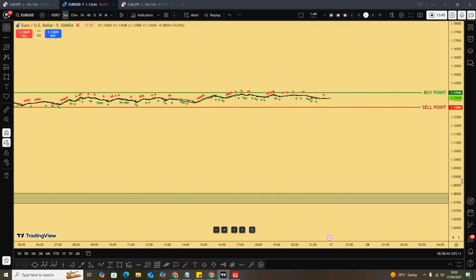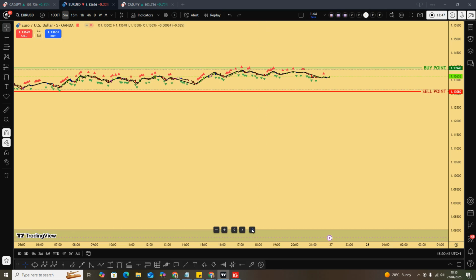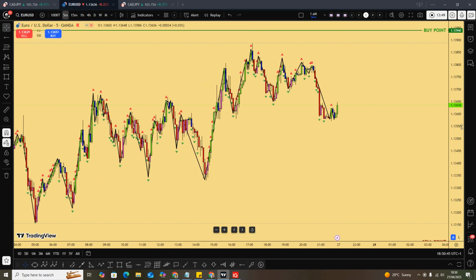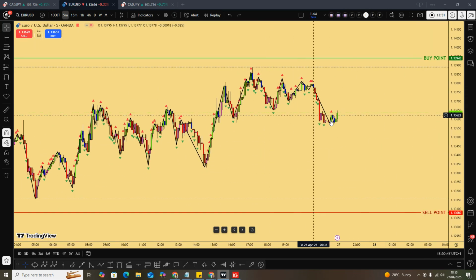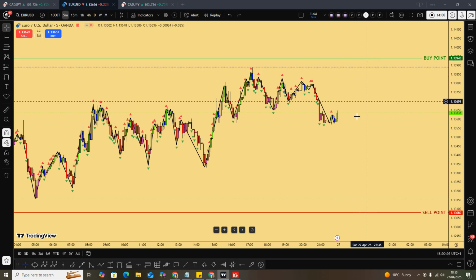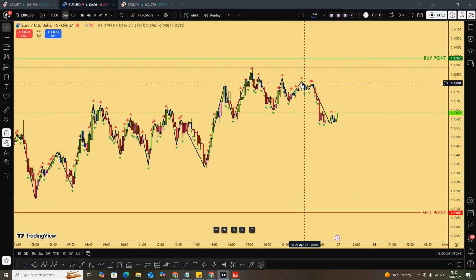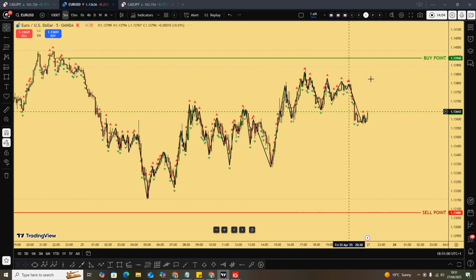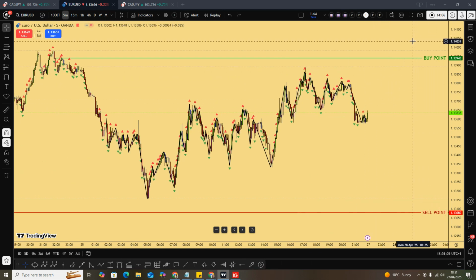So 15 minutes chart, what do we have here? We know what we want to do. Okay, so you want to be looking to buy. You can see a break here already. So wait for the momentum, buy the structure, and that should give us a nice move towards this area here. So that is the euro US dollar for the week commencing the 27th of April.